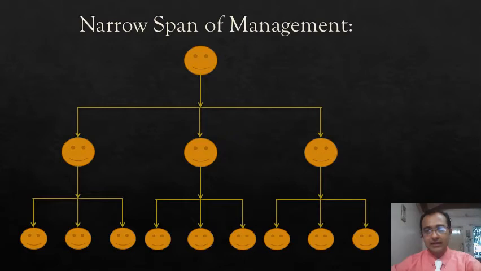in this diagram. The first one, a single manager who will manage three other managers, and these three other managers will manage three subordinates under them. This is what the narrow span of management is. Now let's continue the discussion about the span of management.